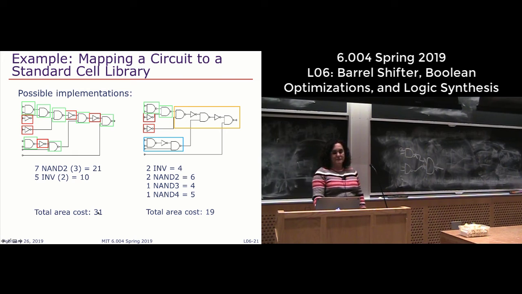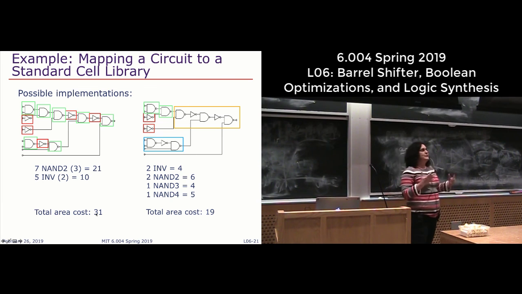Now, since I also have 3-input NAND gates and 4-input NAND gates available to me, I could realize that the structure here in blue is equivalent to a 3-input NAND gate, and this structure over here is equivalent to a 4-input NAND gate. So if I implement this circuit using 1 4-input NAND gate, 1 3-input NAND gate, and then 2 2-input NAND gates and 2 inverters, I end up with a much smaller area of 19 versus the original 31.